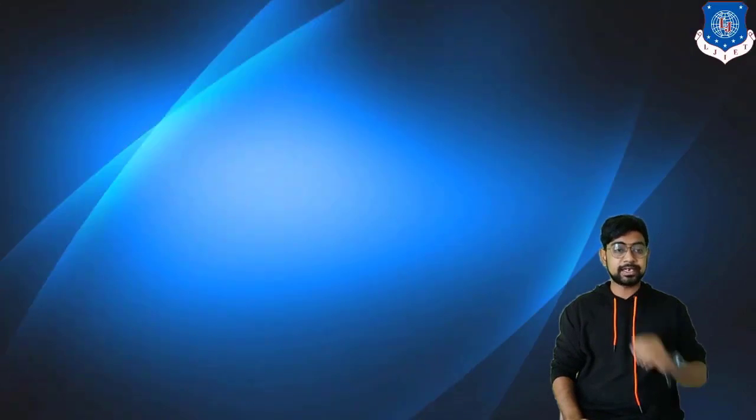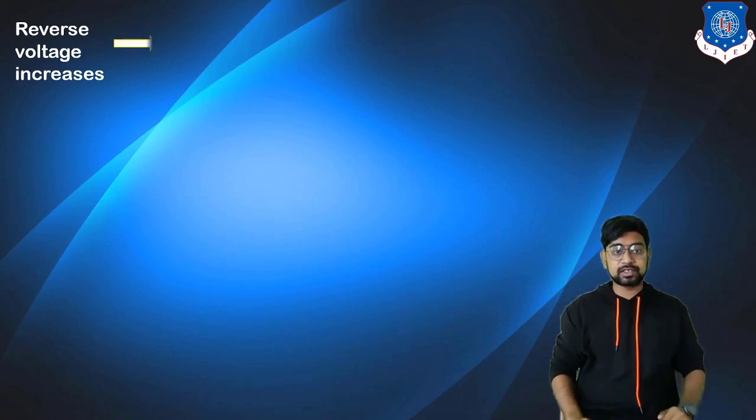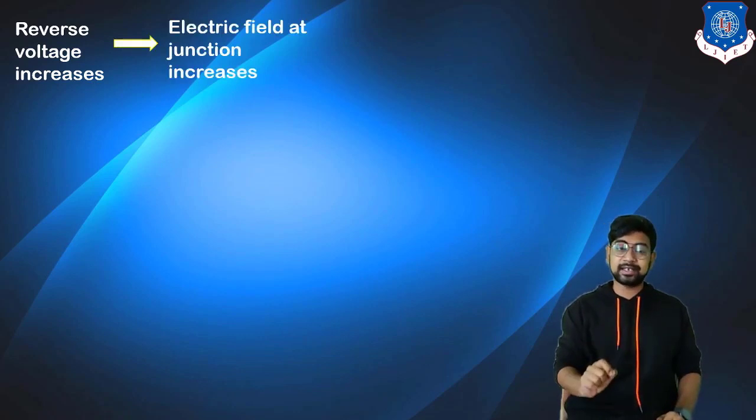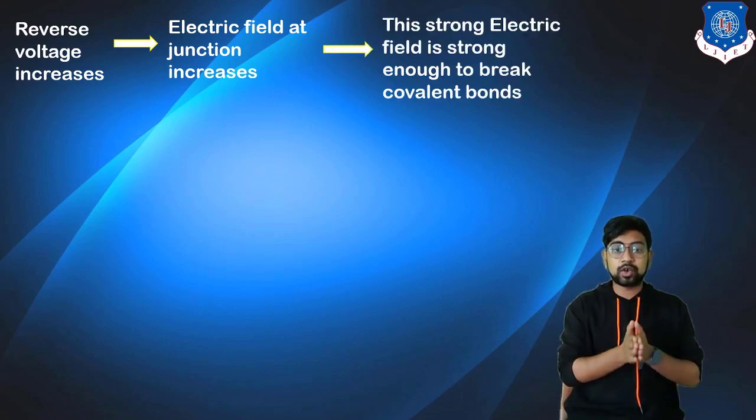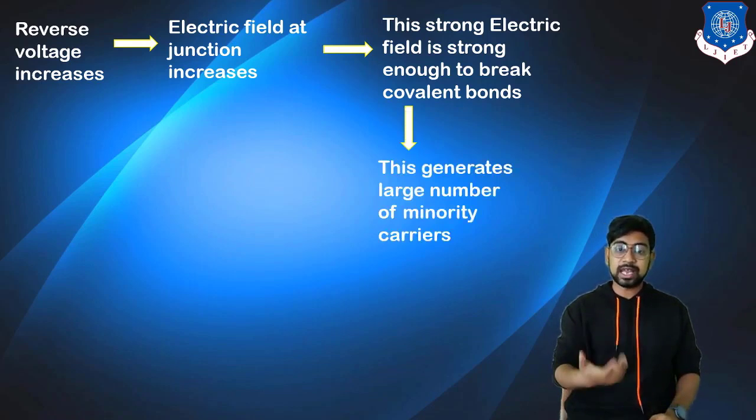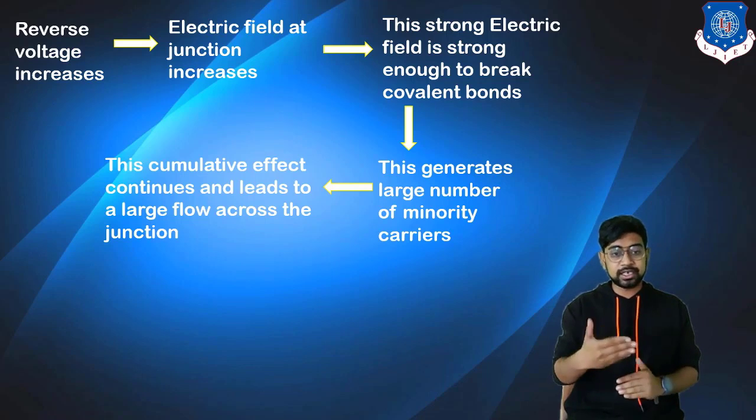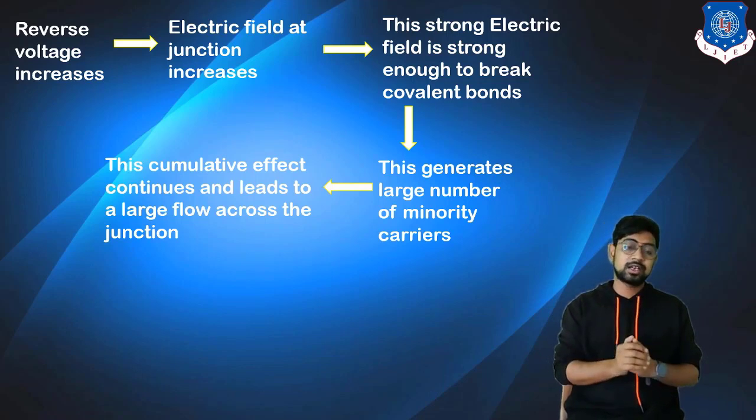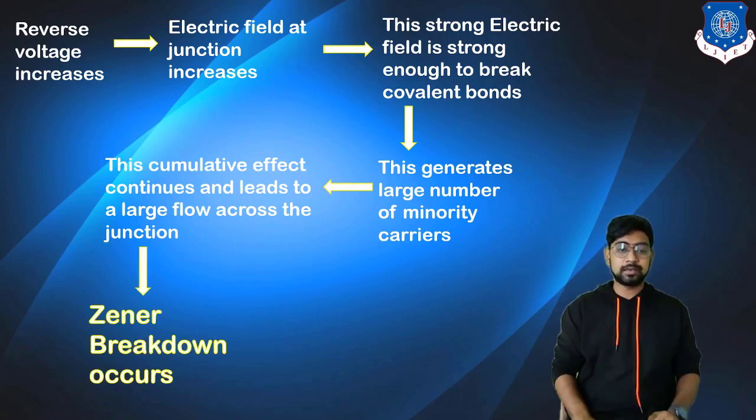So now we will conclude it. Reverse voltage increases, so because of the reverse voltage, the electric field at the junction increases. A strong electric field breaks down the covalent bonds, and as the covalent bond electrons break, we get a large number of minority carriers, in our case nothing but electrons. This cumulative effect continues and a large current flows throughout the junction. So this is your Zener breakdown.